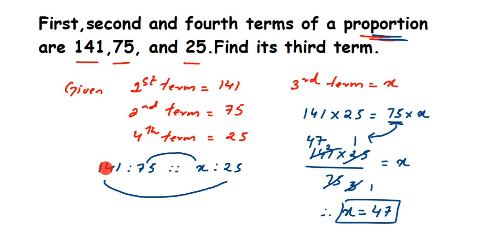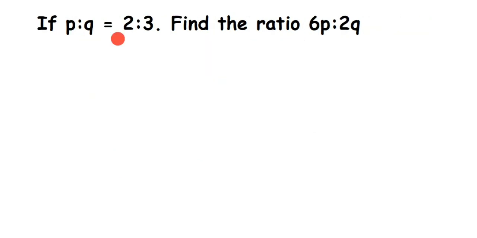Then the next question. Now we have two more questions here. If p is to q is 2 is to 3, find the ratio 6p is to 2q. So we have to find the value of 6p is to 2q, and they have given that p is to q is 2 is to 3. So let me write down what is given. They have given p is to q is equal to 2 is to 3, which means p by q is equal to 2 by 3.